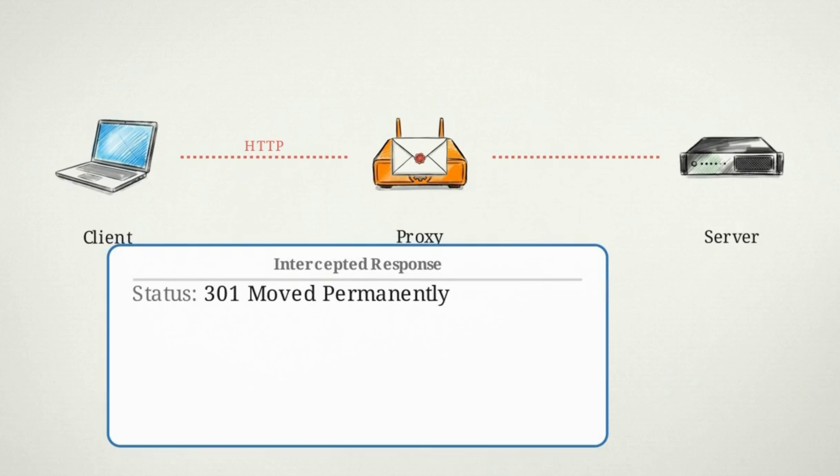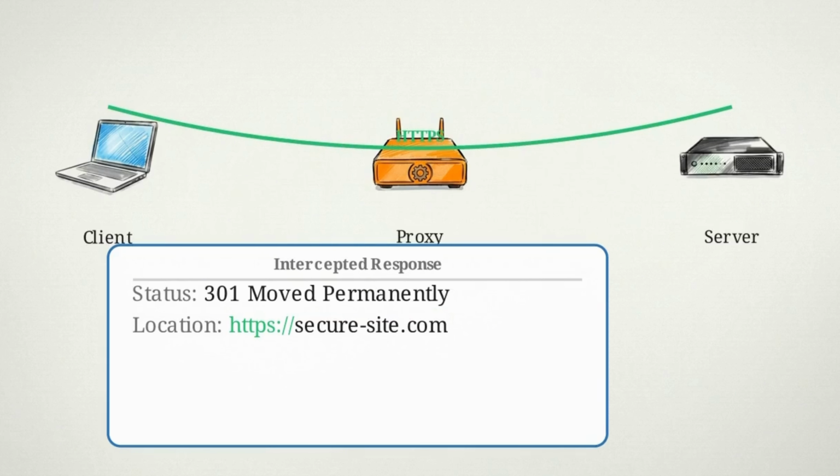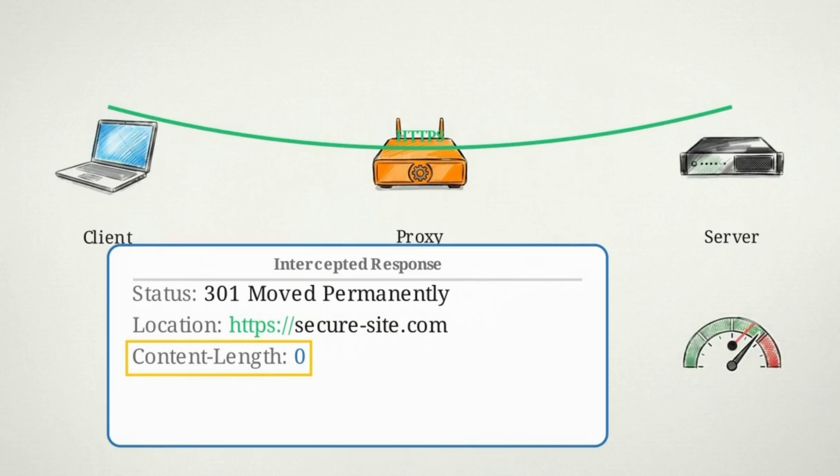This flowchart demonstrates that interception. The server replies with a 301 moved permanently status code and includes a location header. This tells the browser to drop the current connection and instantly reroute to the secure HTTPS version of the site. Notice the content length header is set to 0. Because the server is issuing a redirect, there is no HTML to display and no body to send. It is saving bandwidth by issuing a purely structural command.